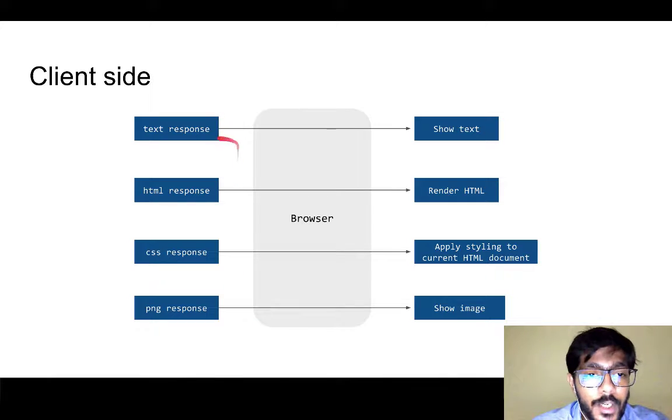The browser, in turn, when it got the response, interpreted the response in different ways. For example, for the text response, it just displayed the text. If the response from the server was an HTML response, it converted that HTML response into a visual rendering and rendered the HTML. Similarly, for a CSS response, the browser did not actually show the CSS, but it applied the CSS to the current HTML document. And for the PNG response, it just showed the image.